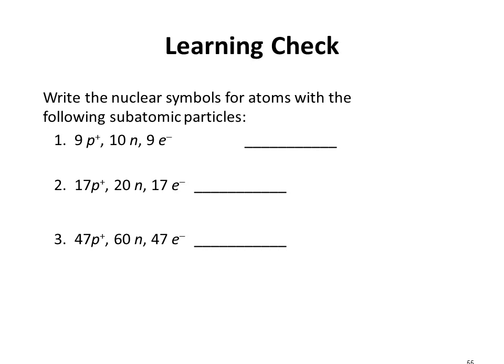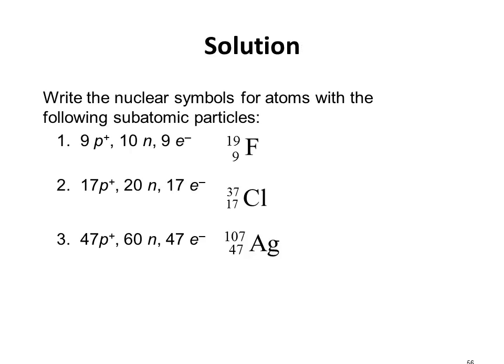And then we have 10 neutrons, so we have to add 10 and 9 together. That gives us 19 in the upper left-hand corner. I'm going to go down to the next page so you can see that.